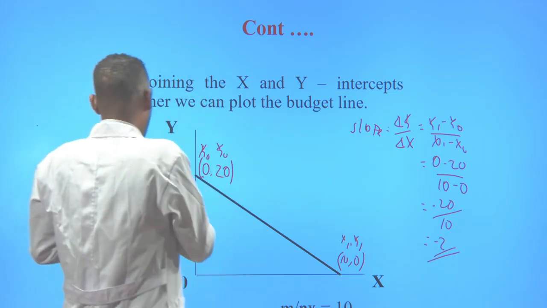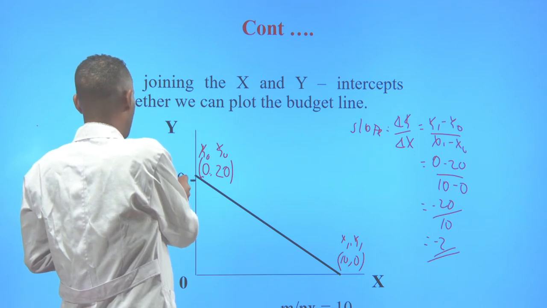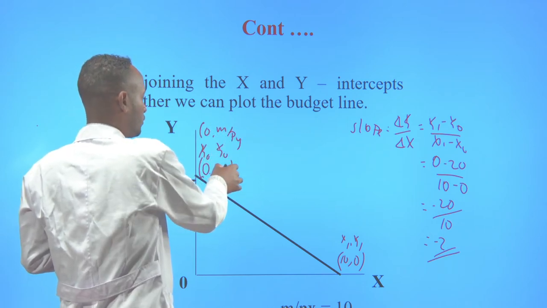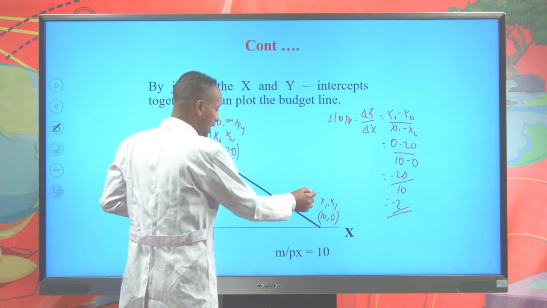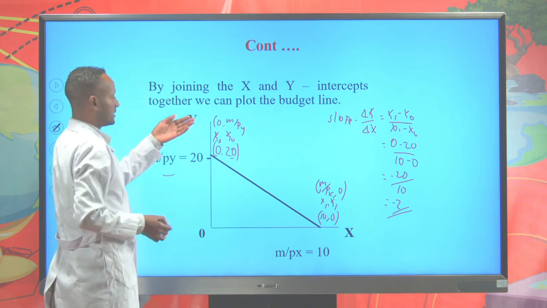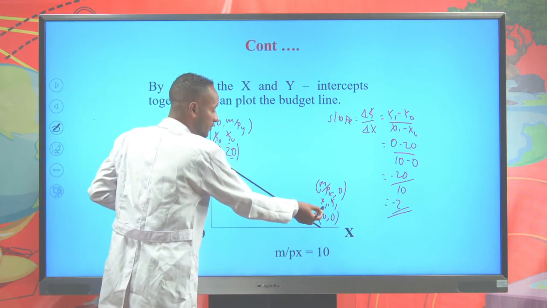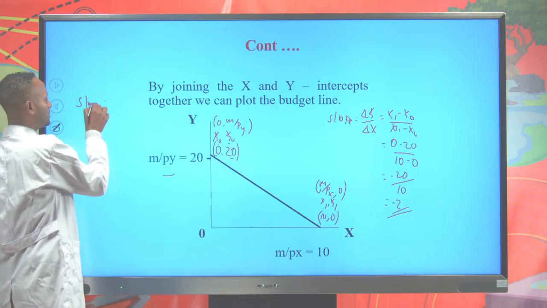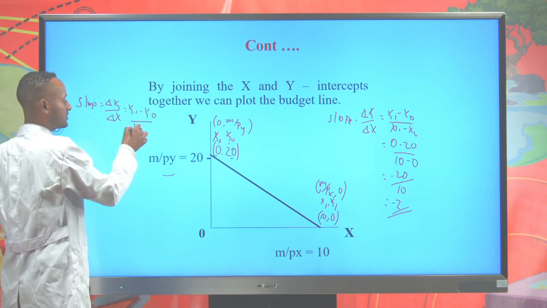As I told you earlier, m over price of y is the vertical intercept. So we can substitute this 20 by m over price of y. So this coordinate will be (0, m over price of y), because the value of 20 is equal to m over price of y. Similarly, the value of 10 is equal to m over price of x. So this coordinate can be (m over price of x, 0). Now let's take this 0 as x initial and m over price of y as y initial. Let's take this m over price of x as x final and 0 as y final, and then we can calculate the slope, which is equal to the change in y for the change in x, which is y final minus y initial divided by x final minus x initial.